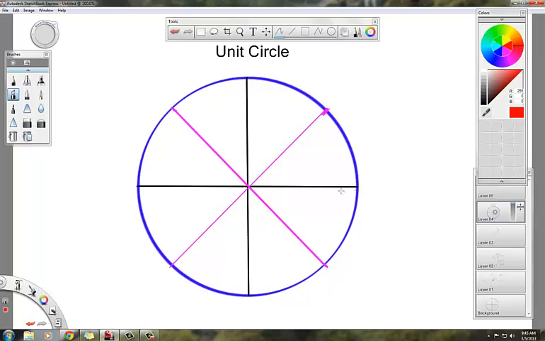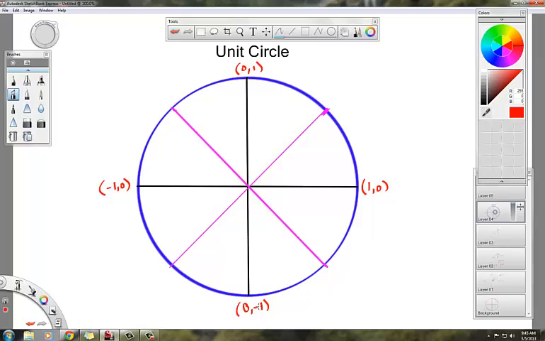The unit circle is, of course, a circle with a radius equal to 1. So if we graph this on an xy axis, this would be (1, 0). This would be (0, 1). And if we kept going around, what would this be, guys? Negative 1, 0. And this would be (0, negative 1).